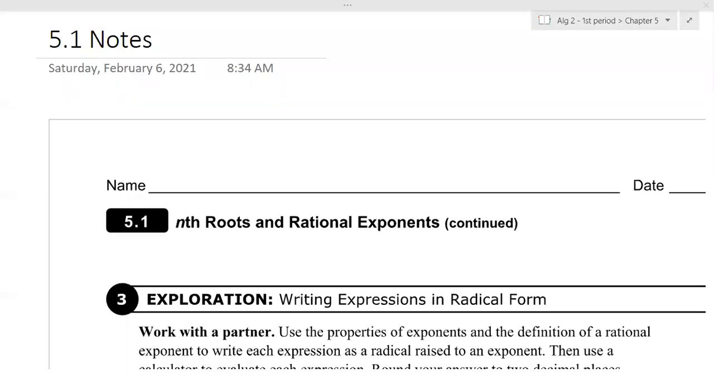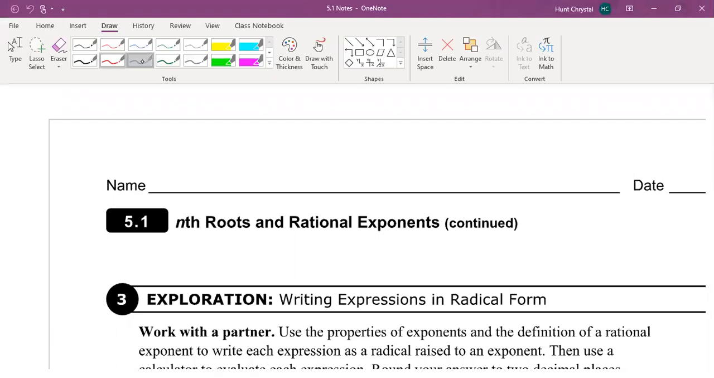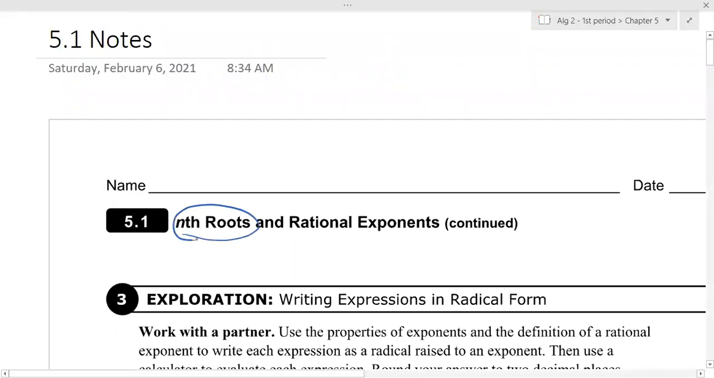All right, guys, we're going to start our notes. This is going to be the first section out of chapter 5, which is going to deal with roots, rational exponents. We're going to do lots of things with those. So nth roots means just any root, and then rational really just means fraction.